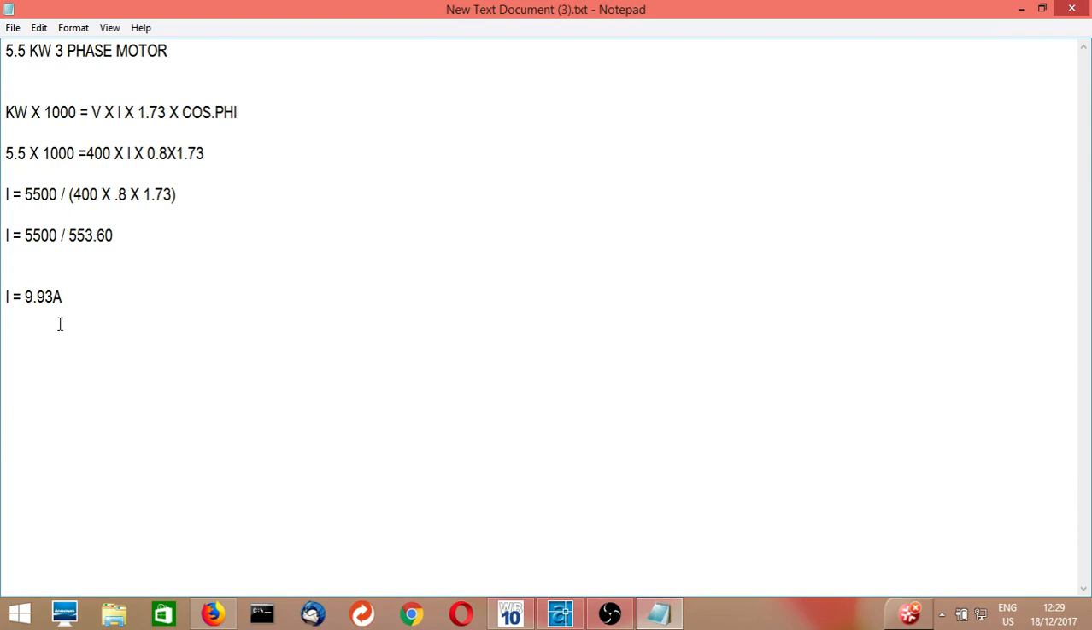We are going to manufacture or design the starter by using different types of electrical components. These electrical components have their own technical parameters like ampere, voltage, and all these things. So before using a component, we should know the full load current so that the component can be selected according to its ampere rating parameters.